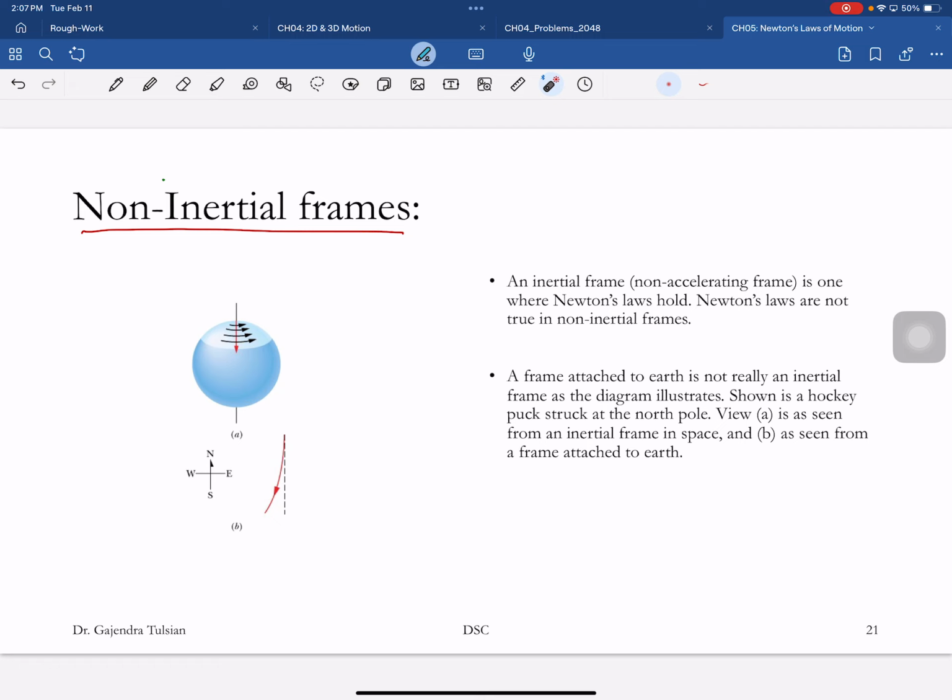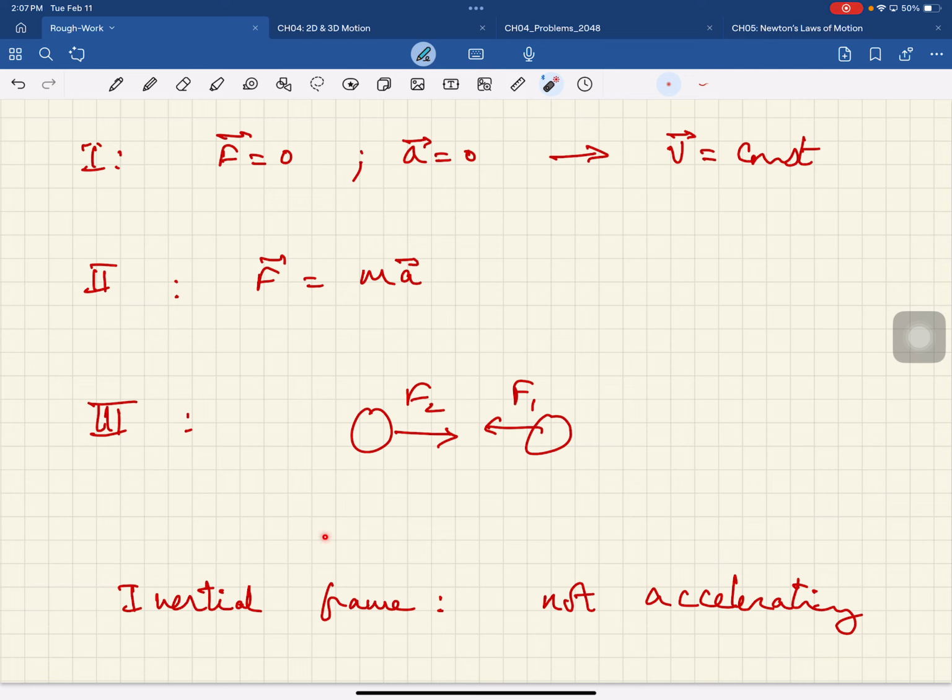So Newton's laws are only valid in inertial frames of reference, those that are not accelerating. They can be moving at constant velocity, but as long as you're not accelerating, then Newton's laws are valid. What does that say? v is constant. All right.